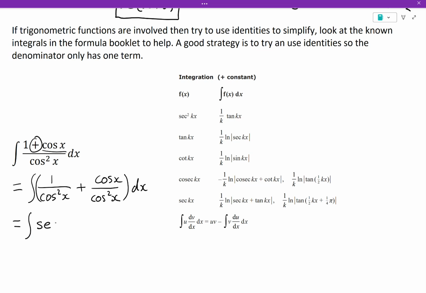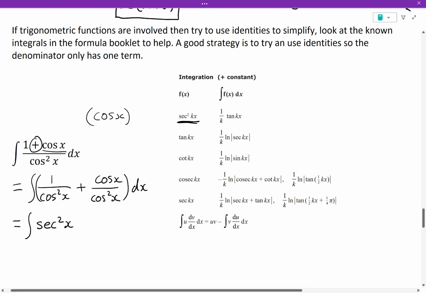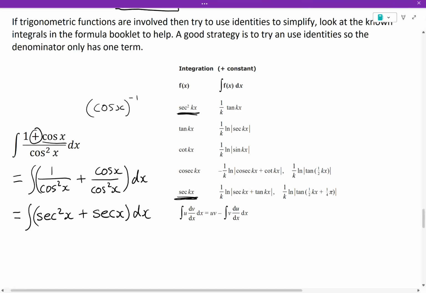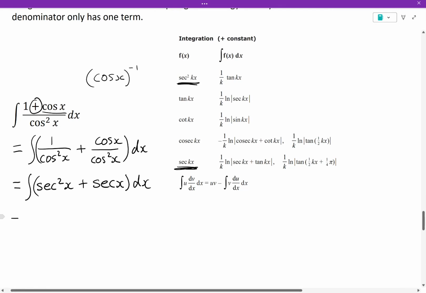Now we're making use of identities, our reciprocal trig functions. And as you can see, sec squared is in our formula book, so I like the look of that. Then for our other fraction, we have cos x divided by cos squared x. That would be cos x to the power of -1, which is essentially 1 over cos x, which is sec x. So we're going to get plus sec x, with respect to x. And sec x is also written here in our formula booklet. So it seems that we're in a position to integrate, and we shouldn't have to do any further identity work.